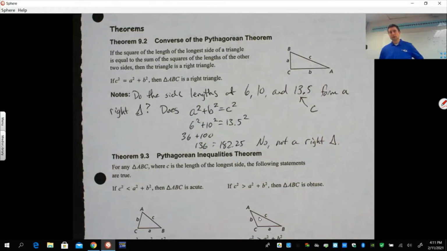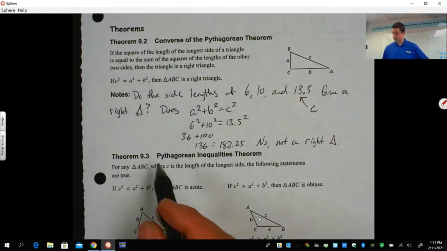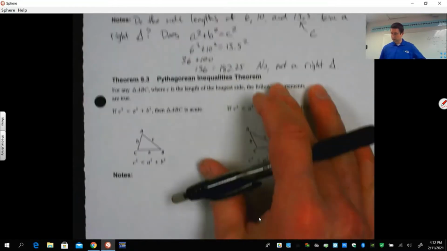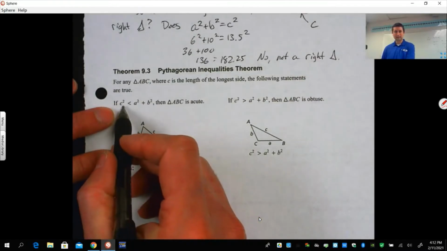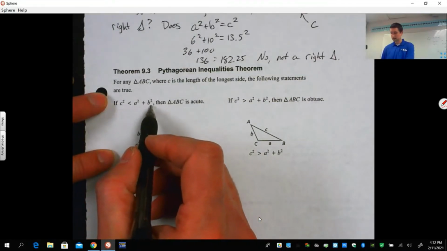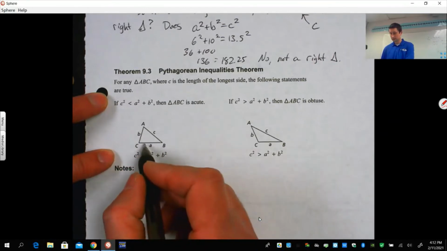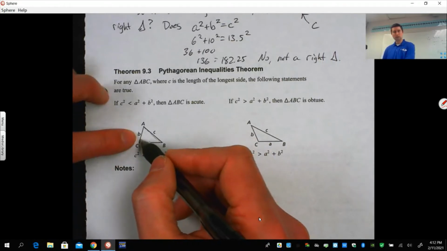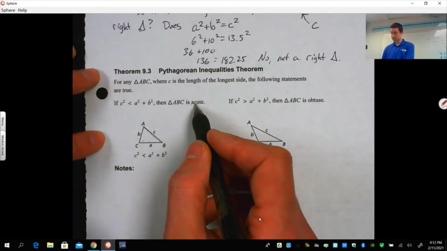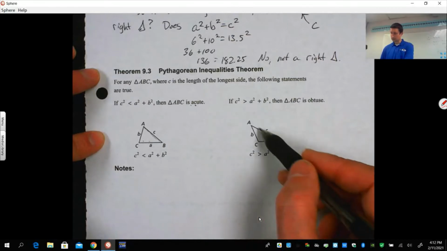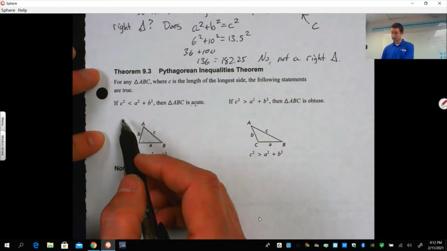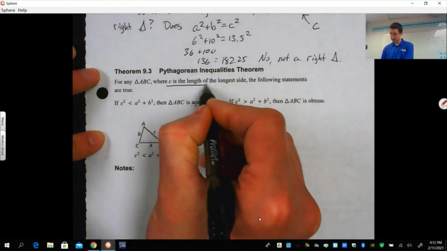We're going to use the same process in the Pythagorean inequalities theorem, and that actually tells us, okay, it's not a right triangle. Is it acute or is it obtuse? So these formulas here say, if c squared is less than a squared plus b squared, then triangle ABC is acute. So if this squared is less than these two, it has to be an acute angle. It's an acute triangle. If c squared is greater than it, then it's going to be an obtuse triangle. And again, c has to be the length of the longest side. It's written right here.